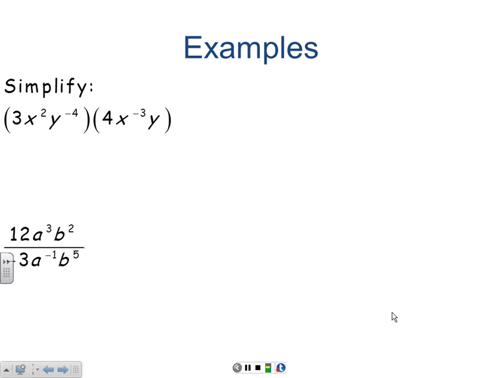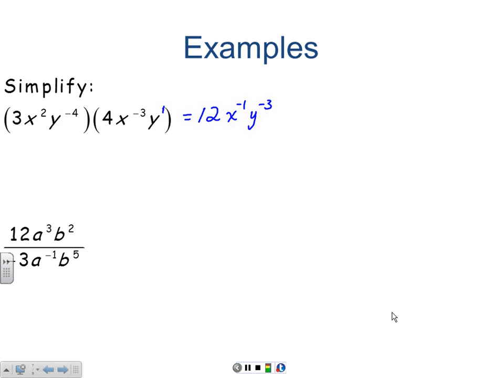Okay, so this one, again, we're just dealing with monomials. When you multiply monomials, you're going to multiply your coefficients. 3 times 4 is going to be 12. And then you multiply like bases by adding exponents. So x to the 2nd times x to the negative 3, we're going to add those exponents. It's going to be x to the negative 1. And then y to the negative 4 times y to the 1st, again, we're going to add those exponents. So we're going to get y to the negative 3.